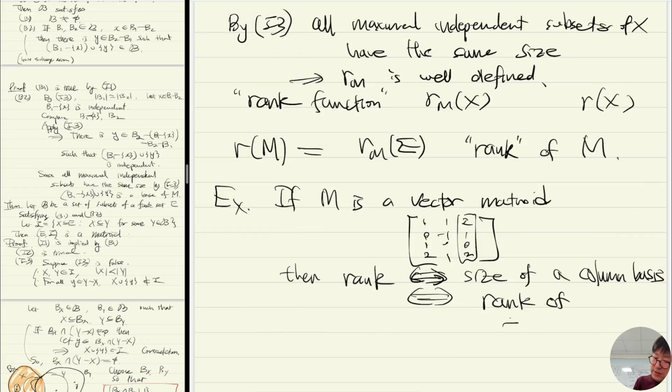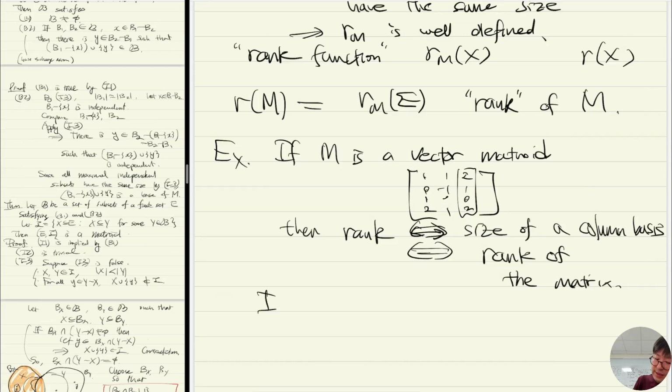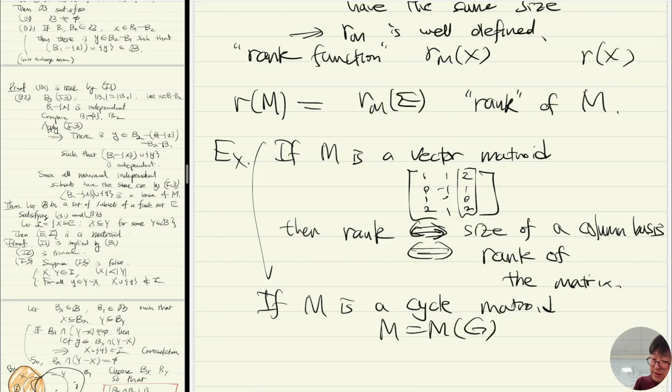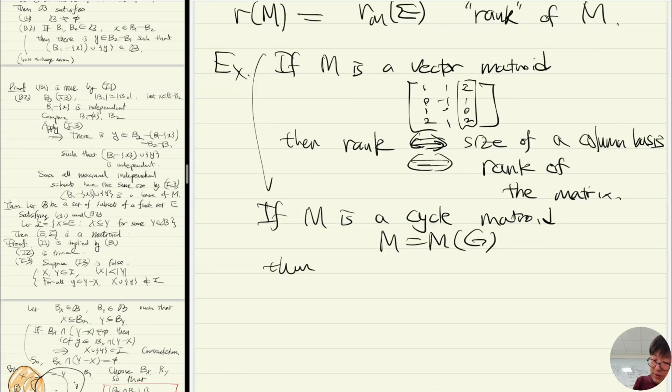Rank of the matrix. So that's why we call it a rank. If M is a cycle matroid of graph G, then what is rank? Well, it's a base. Base is an independent set of maximum size. So rank is the maximum size of an independent set, and independence means no cycles.